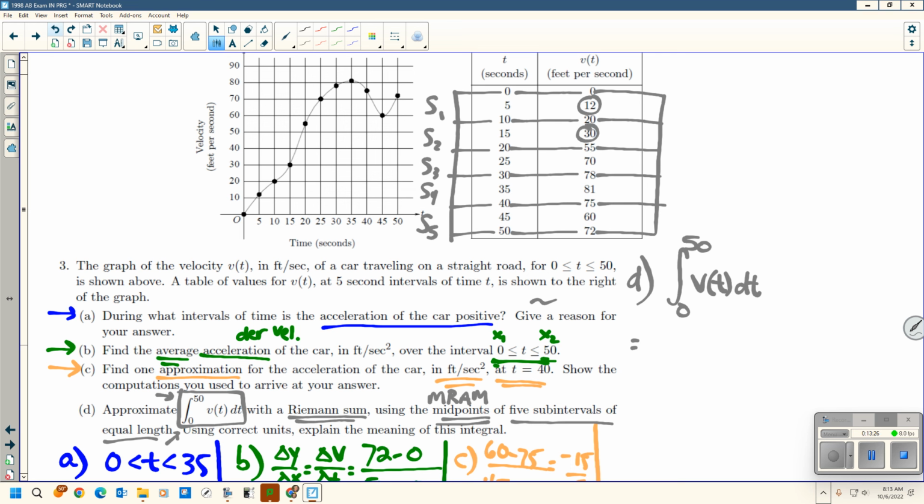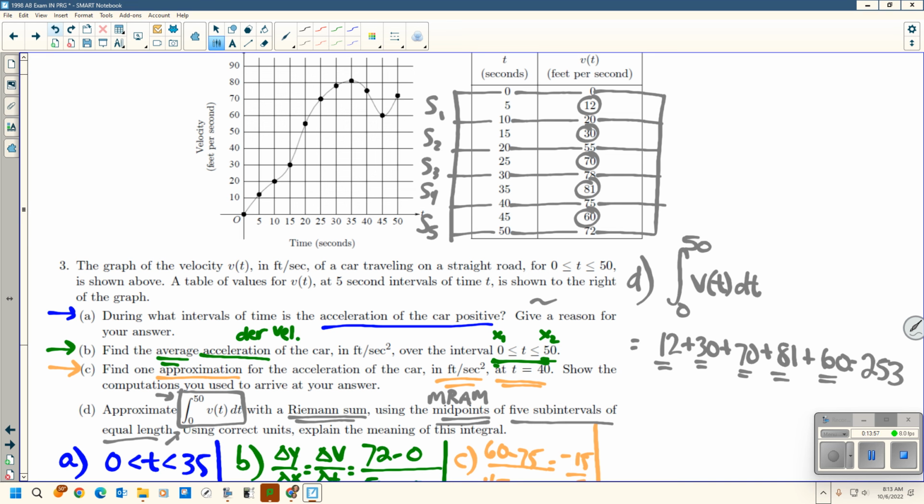12, 30, 70, 81, and 60. 12 plus 30 plus 70 plus 81 plus 60. All right, there's 100. There's 160. All right, 241. 253? Yeah, 253.